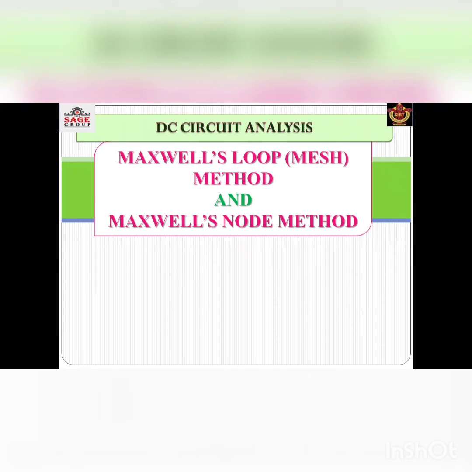Everyone. Today we want to discuss DC circuit analysis, in which our topic is the Maxwell loop method and the Maxwell node method. So we will start here, in which first I want to explain what DC is.